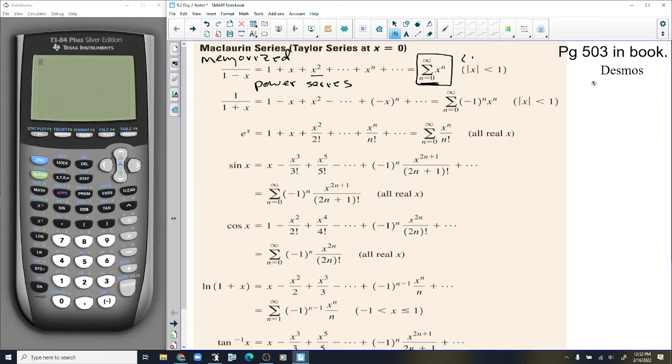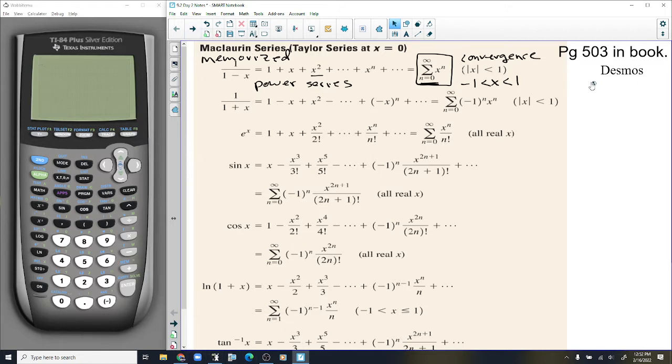This is the convergence. And really, the definition of absolute value says that instead of writing this, we can write -1 is less than x is less than 1. What that means is this series converges 1 unit away from where it's centered.